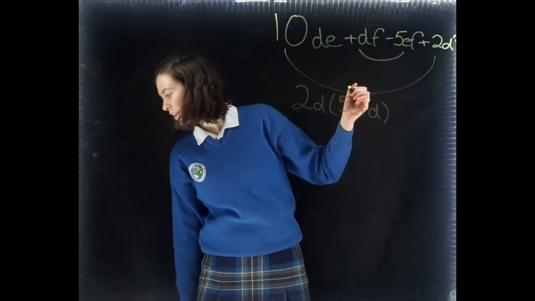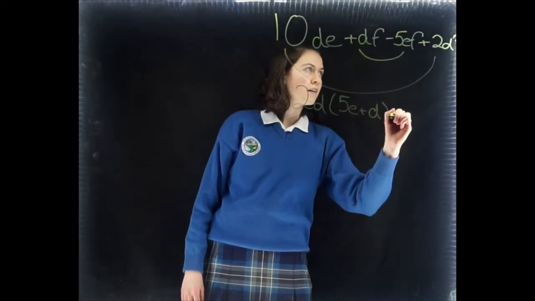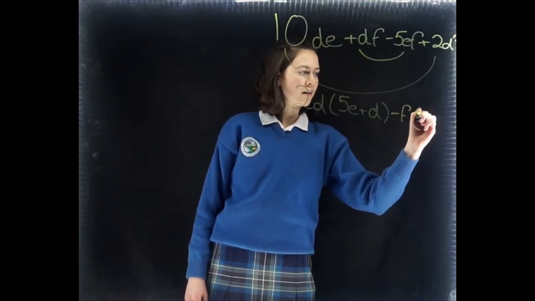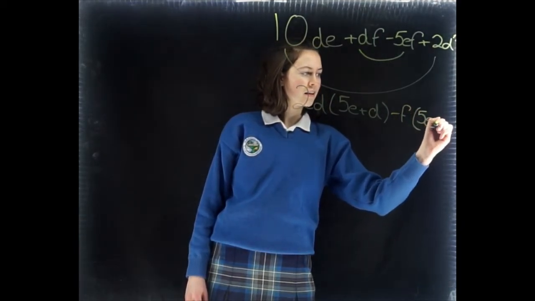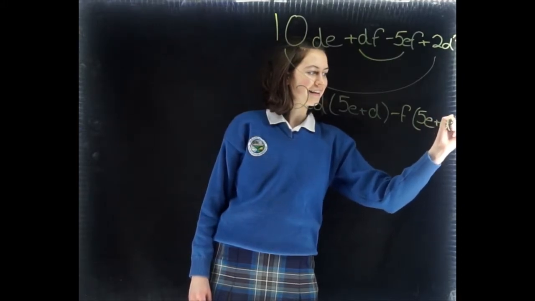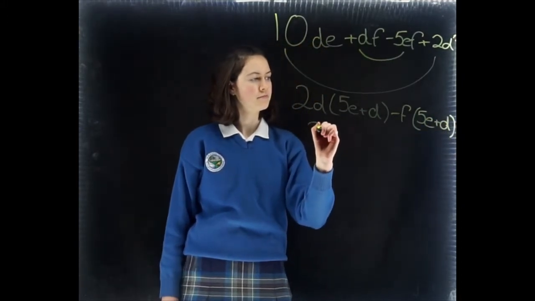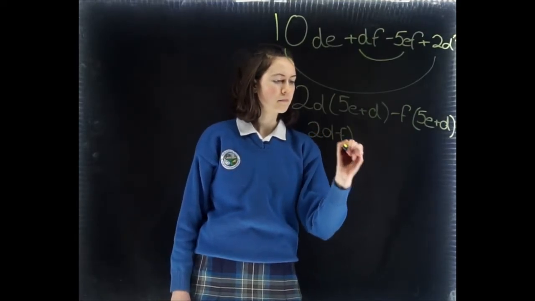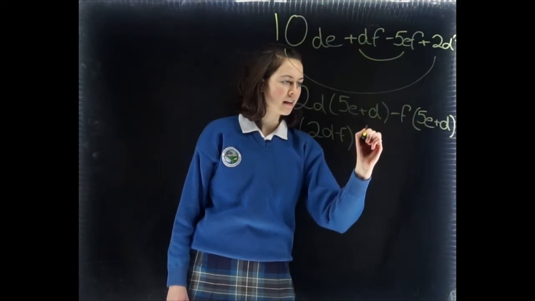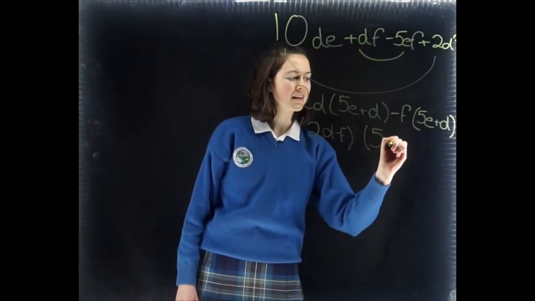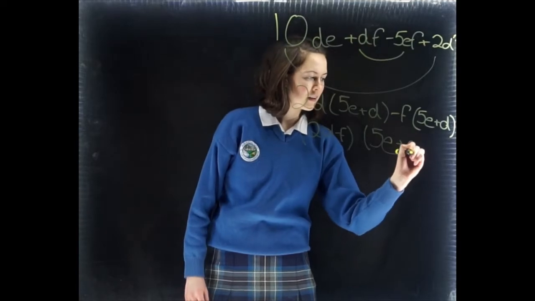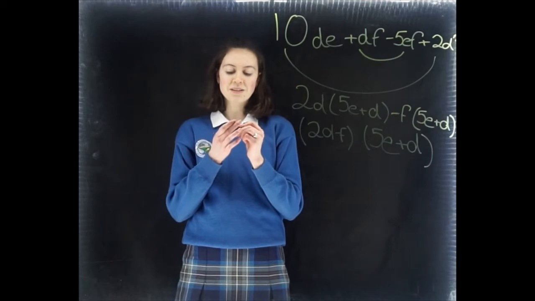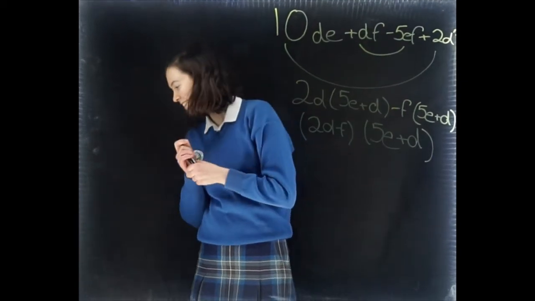You're then going to do the same on the other side. So take out minus f and you're left with 5e and d again. Make sure that the terms inside both sets of brackets are the same. Then put the terms outside the brackets into a separate bracket and put the terms inside a bracket into its own bracket. So you're left with 2d minus f and 5e plus d.